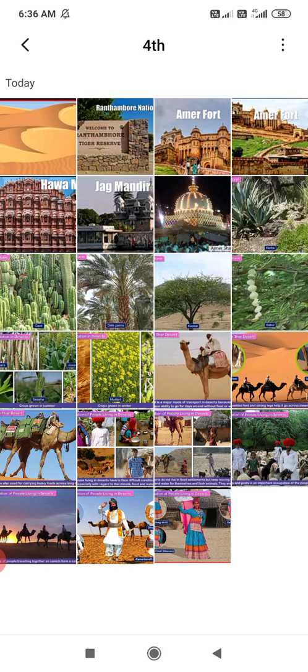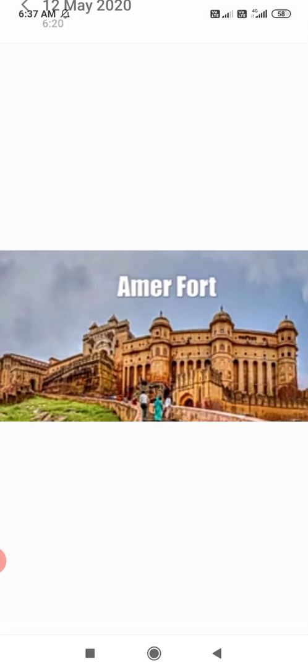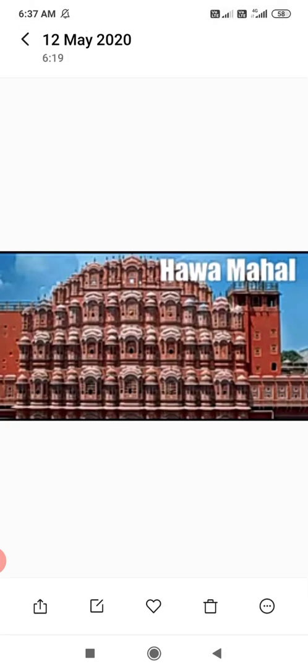Jaipur, which is also known as the Pink City, is the capital of Rajasthan and is famous for Amer Fort and Hawa Mahal. These are the two famous places in the city of Jaipur.